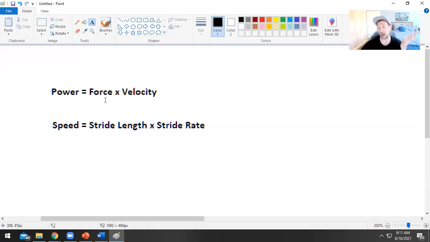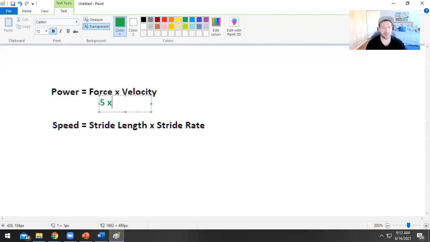So if we think about power equaling force times velocity, and we're going to make up some fake numbers here, let's say you have 5 units of force and you have 5 units of velocity. 5 times 5, your overall power output is going to be 25. Now, let's say we raise up one of those things. Let's do it in a different color here. So let's say this is 5 times 5 equals 25, right? So there's our force times velocity first example.